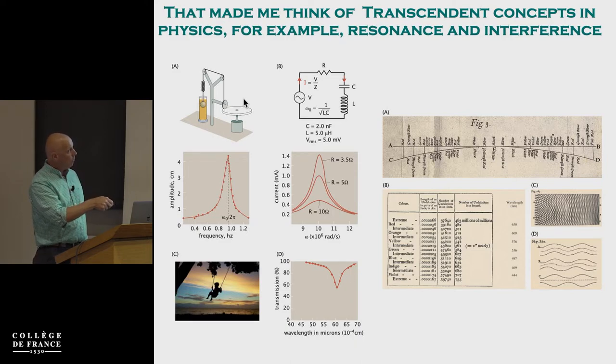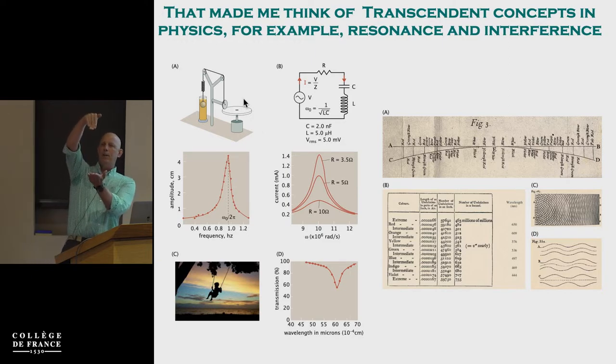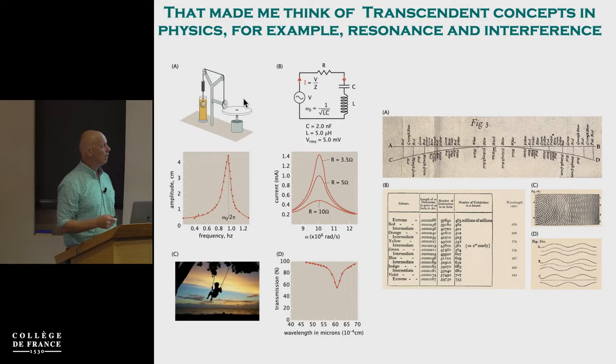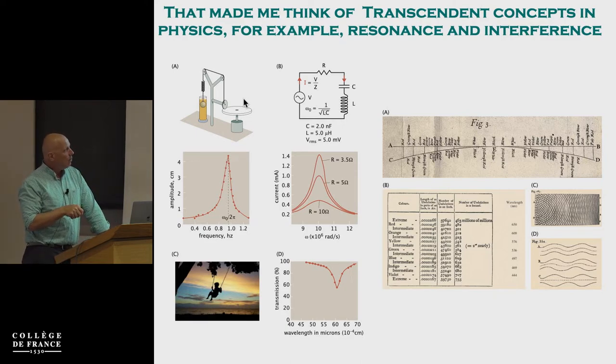So this is from Newton's book, and this is from Thomas Young, where he said, I think I know what's going on. And what's going on is the light gets reflected off the top surface, it gets reflected off the bottom surface, and you want to make sure that the distance is equal to an integral number of wavelengths. That is additive, constructive interference. But this also occurs for sound waves.